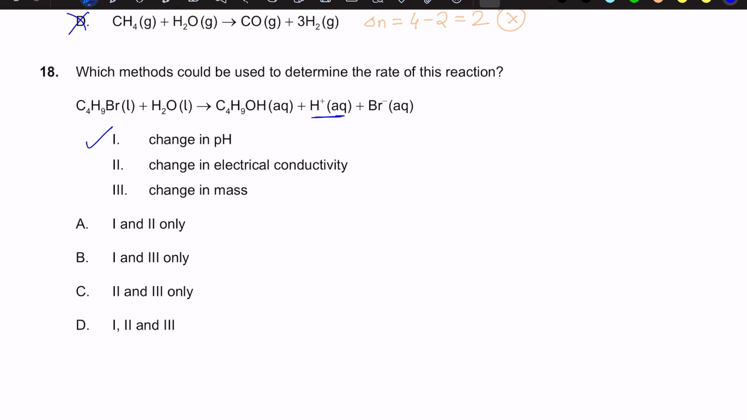Second is change in electrical conductivity. This one can also work, because you see ions are produced on the product side. So basically the solution will become more electrically conductive with time. So the conductivity changes with time. So the second option can also be correct.